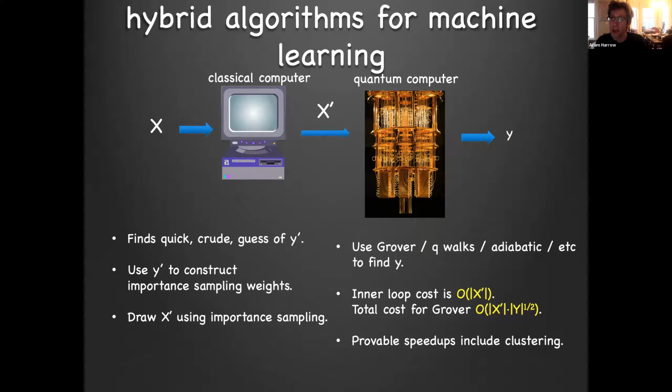Any questions about this? I'm skating over the details of importance sampling, but I can get more into that if people have questions about it.